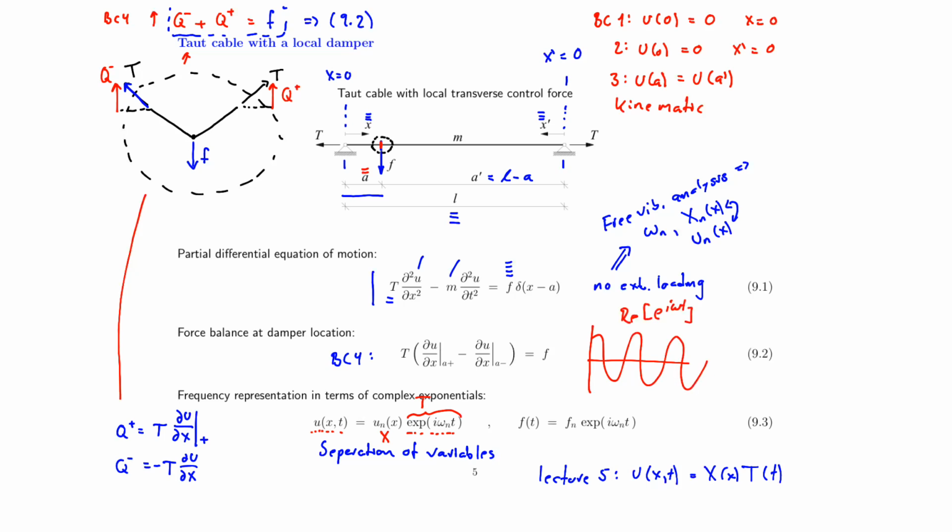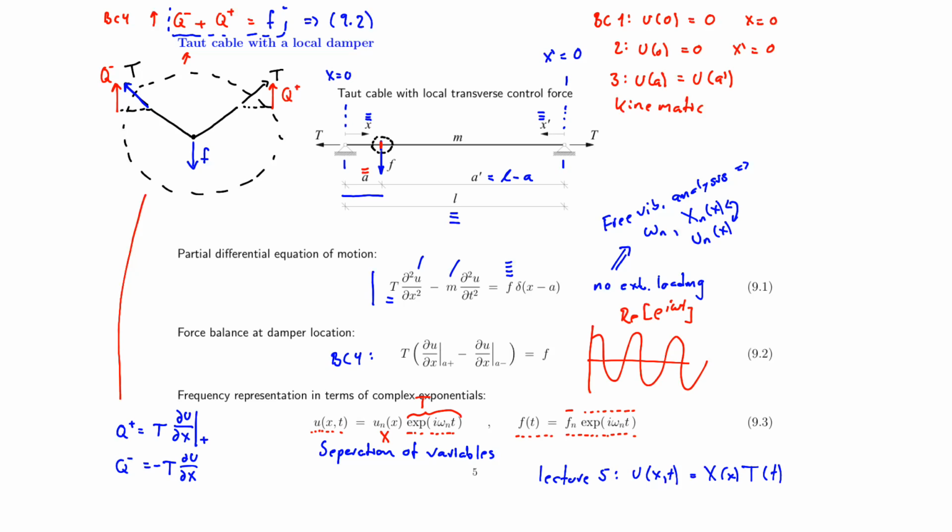So therefore, at the end, if we want the actual response, we should simply take the real part of u(x,t). But it's only an analysis to find omega and the vibration shape u, and therefore we never need this real representation of the displacement function. And we also assume that our damper force is represented by the complex separation of variables, where we have the amplitude F_n and the temporal dependency by a corresponding complex exponential function.